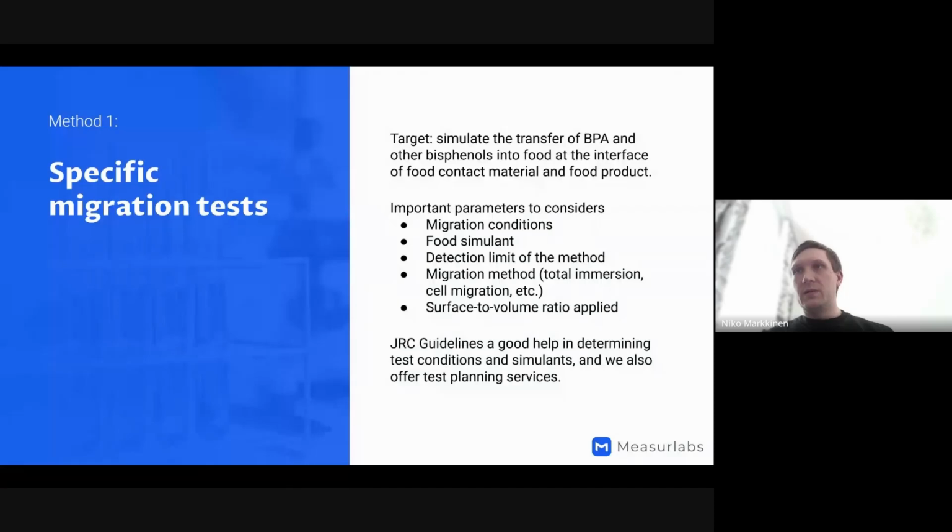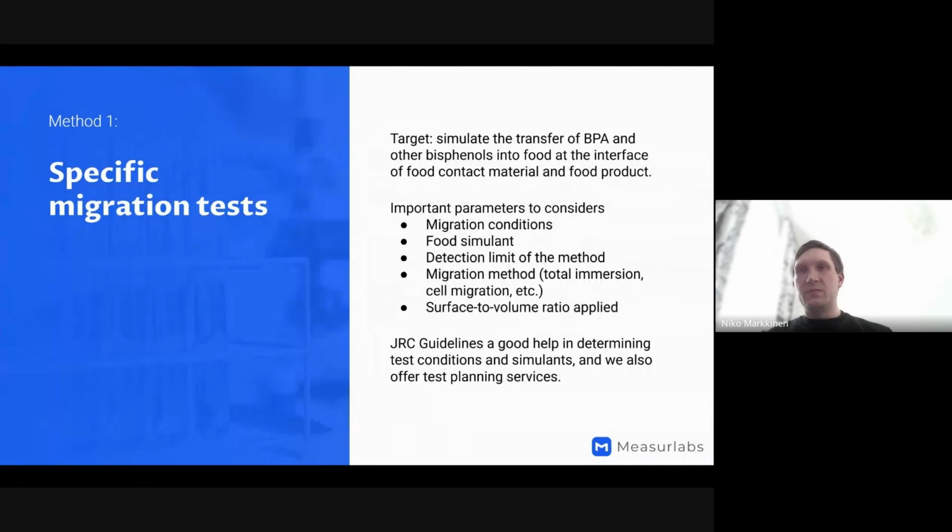And I think the largest headache is like what would be the appropriate migration conditions, what should be the simulants, what test temperature should I use, what migration method should I use, things like that. And unless you're familiar, the Joint Research Center has a very good so-called kitchenware guidelines. I cannot remember by heart the full name, but it essentially describes guidance conditions for a specific migration according to the type of material and the intended use.